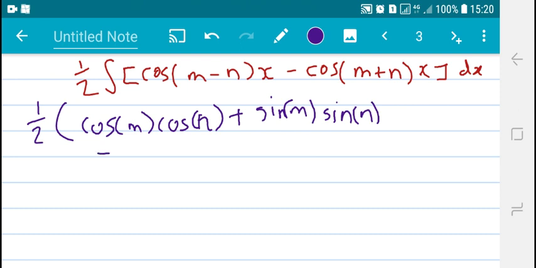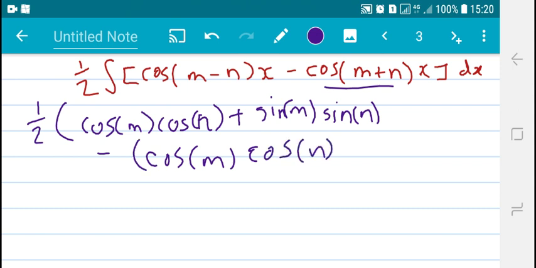Then we have to subtract, of course. We have to subtract cosine of m. Now we're expanding this part. Sine of, cosine of n minus sine of m, sine of n.